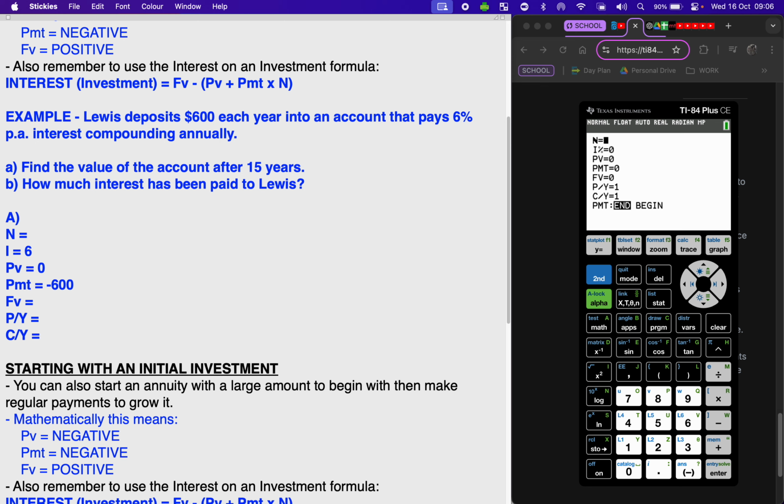The question is asking to find the value of the account after 15 years. So what would I put in this FV here to indicate that's what I'm working at? Oh, the stars. Stars, good. Little asterisk.